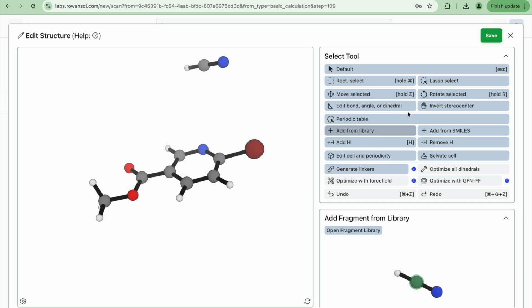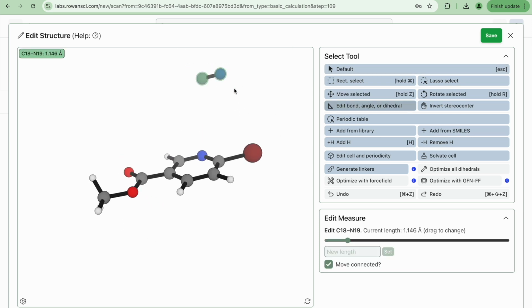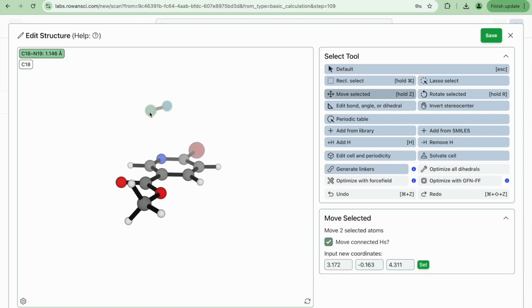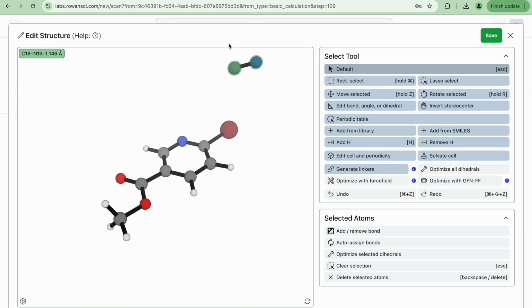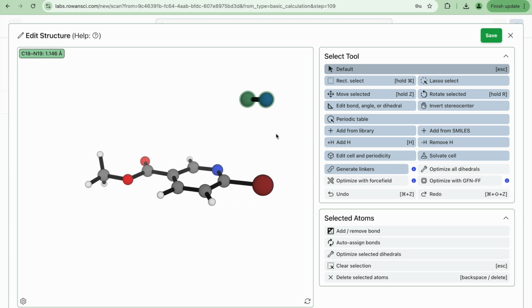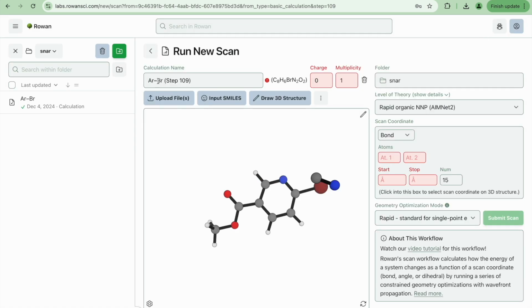We only want one. We sort of tossed a cyanide up here. It's hovering above the ring. Maybe this is a little too far away. So we can hold Z and drag it down a little closer. It's a bit tough to do this in three dimensions because you never can quite tell what you're doing in every dimension. But I think this is getting to be about the right spot. Yeah, so now it's hovering over the top of the ring. And this looks like a decent place to start scanning. So let's say save. And now we're going to say ArBr plus CN- scan.